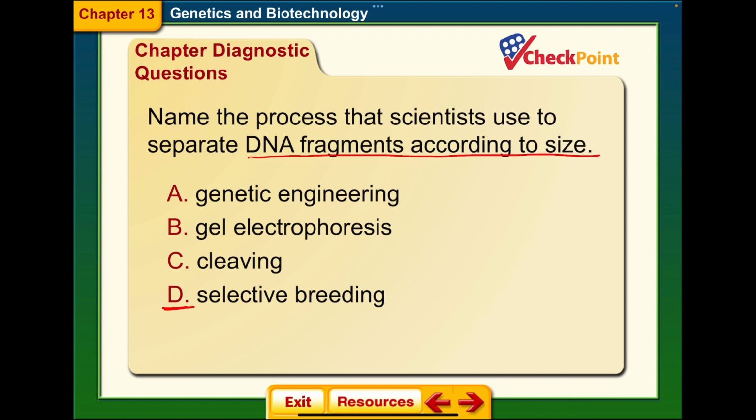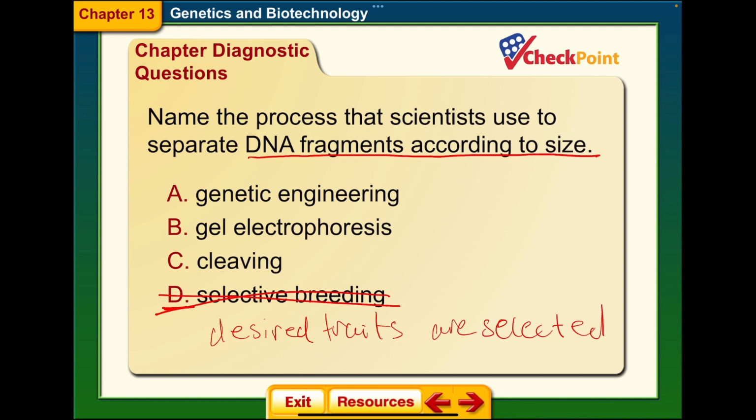Well, if we remember, selective breeding was in section 1, when we talked about applied genetics. Selective breeding is the process by which desired traits of certain plants and animals are selected and passed on to their future generations. So obviously selective breeding has nothing to do with DNA fragments. Is it cleaving? Cleaving is cutting, right? And who cuts when we're talking about genetics? Restriction enzymes. So that's obviously out of the way.